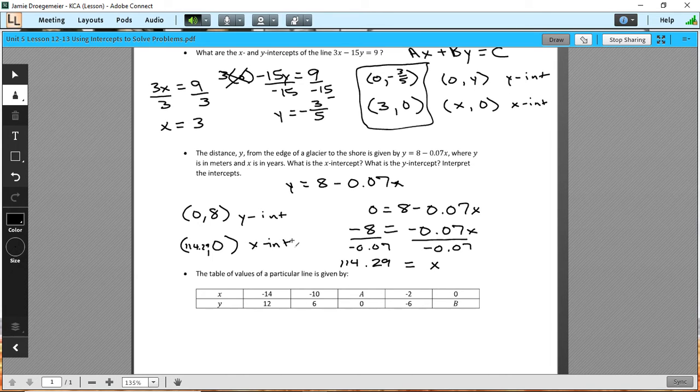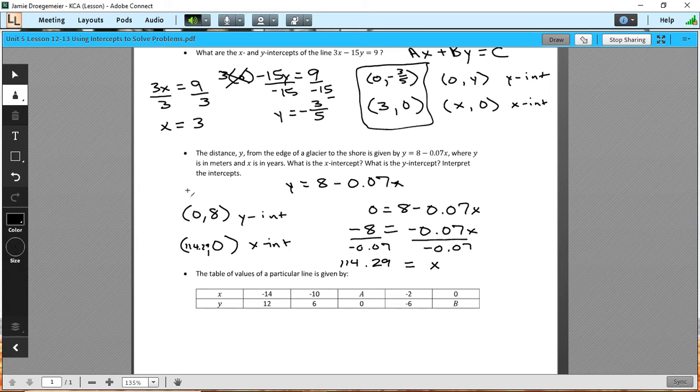Let's talk about what those mean. x, it said, is representing the time in years. So the y-intercept is telling us the distance from the edge of the glacier to the shore at time 0. When we start, it would be 8 meters from the shore. Then the x-intercept is the time in years that it takes for that glacier to reach the shore, because that means the distance is 0.